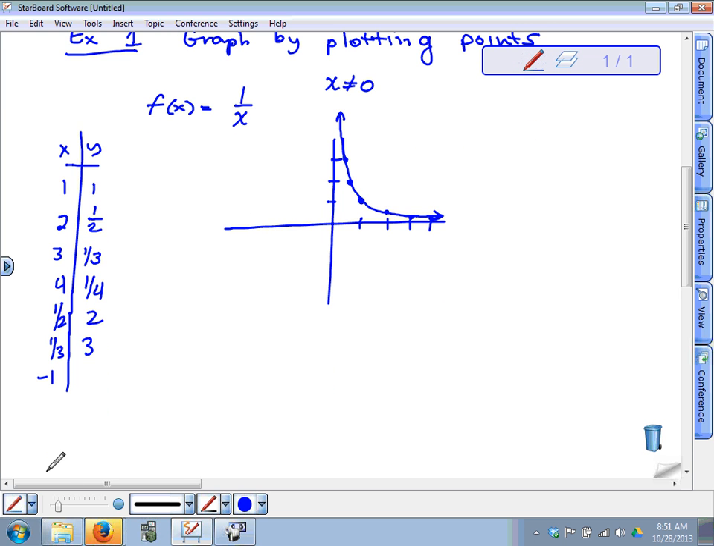Okay, but we're forgetting a whole bunch of numbers. What about -1? If x is -1, we get -1. If x is -2, what do we get? -1/2. If x is -3, we get -1/3. For sake of time, I think you can see what's going to happen here. This piece of the graph looks like that.